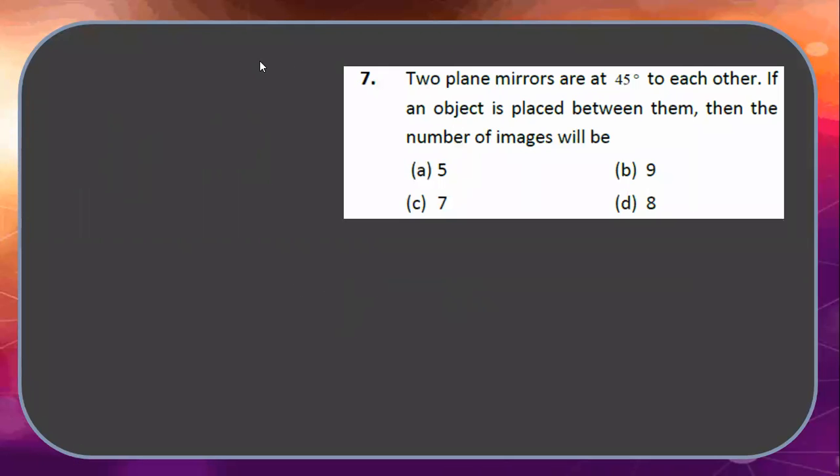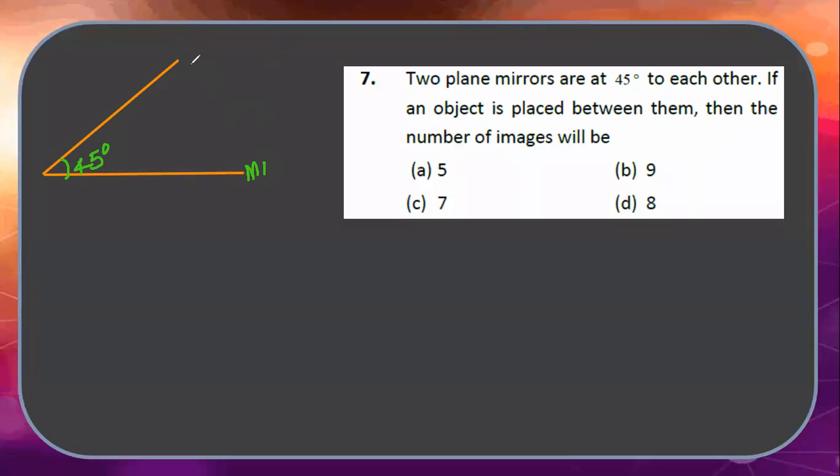Two plane mirrors are inclined at 45 degrees to each other. If an object is placed between them, then the number of images formed will be? Two plane mirrors are inclined at an angle of 45 degrees.